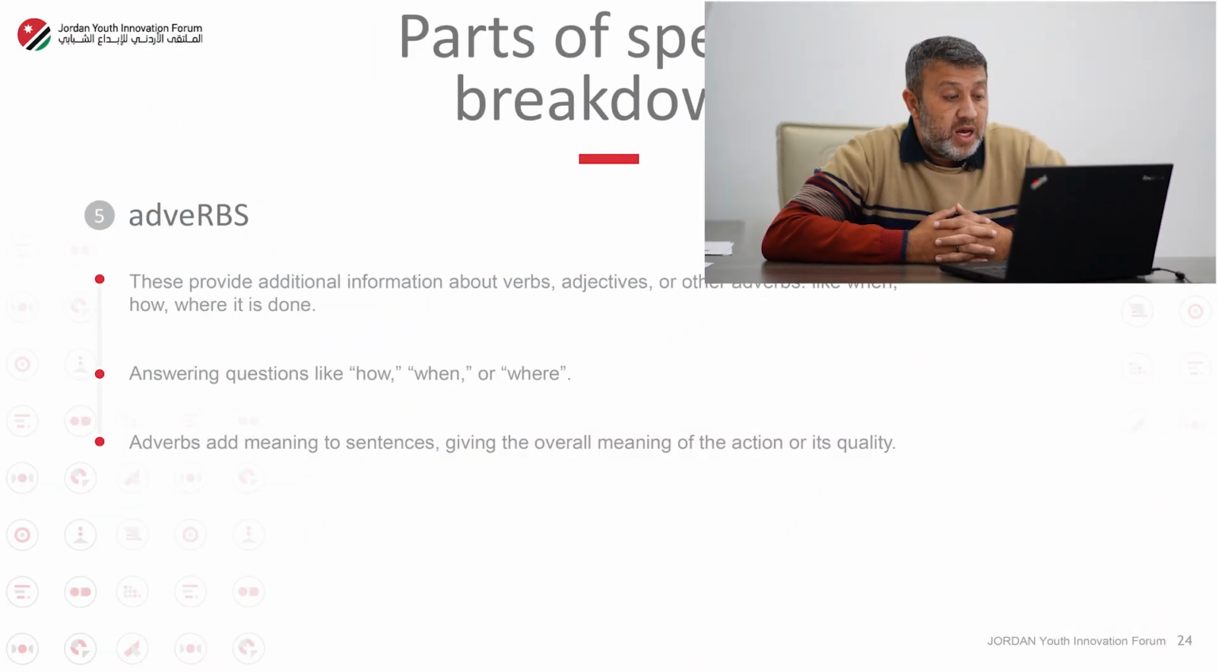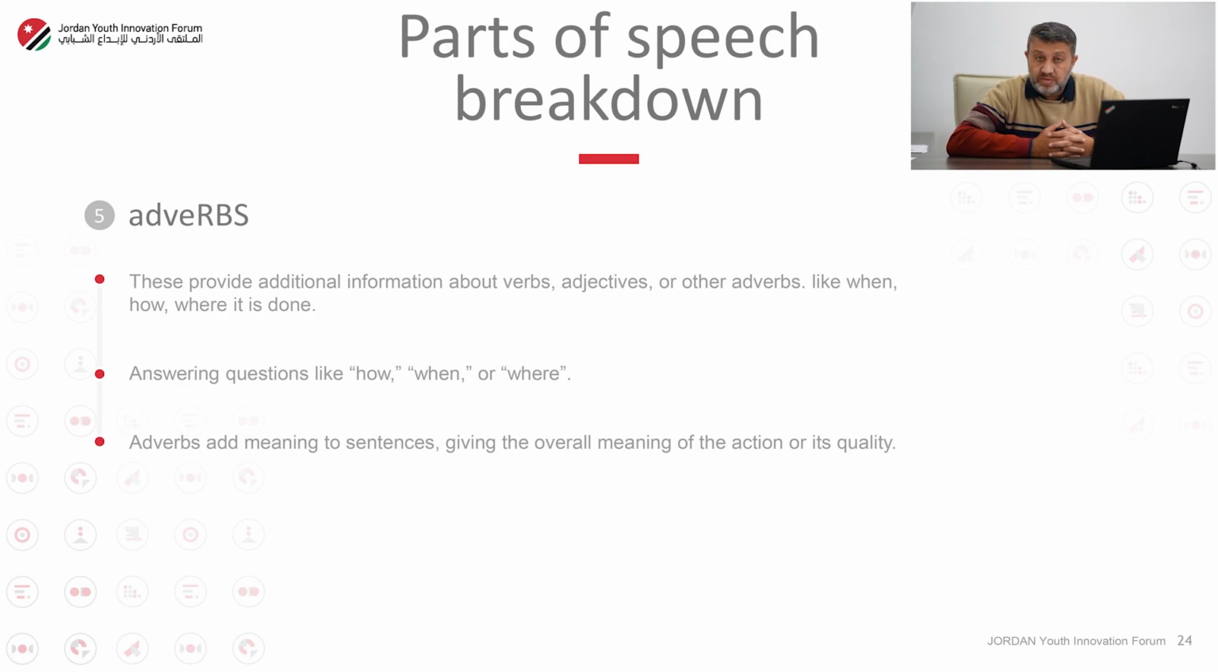So, adverbs, they add extra information. They are exactly like the adjectives. But adjectives define or add more information to nouns and pronouns, while adverbs add extra information to verbs, other adjectives, other adverbs, okay? And they tell us how something is done, or when it is done, or why it is done, okay? So if I want to know the adverb in a sentence, I should ask myself how, when, or where.